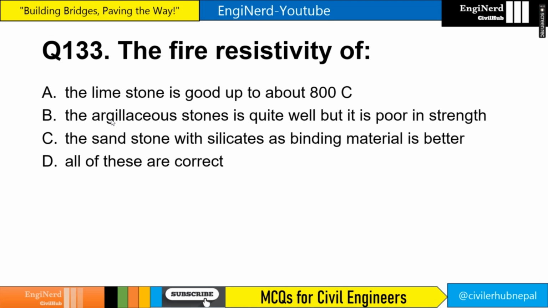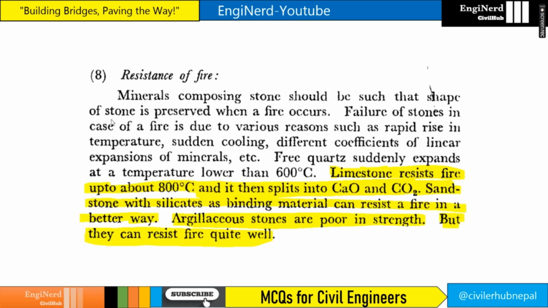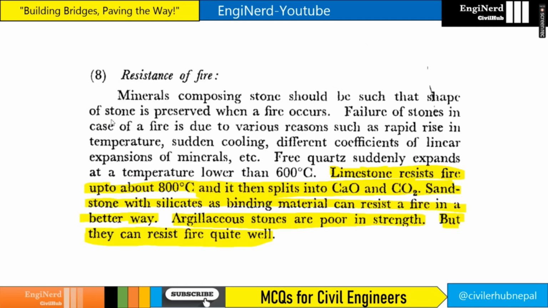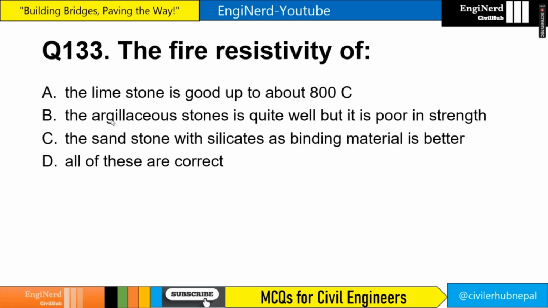The fire resistivity of limestone is good up to about 800 degrees Celsius. The argillaceous stones are quite good, but poor in strength. The sandstone with silicates as binding material is better. All of them are correct. So we see here, limestone resists fire up to about 800 degrees Celsius, and then it splits into CaO and CO2, right? And sandstone with silicate as binding material can resist fire in a better way. The third one is also correct. First one is also correct. For the last one, argillaceous stones are poor in strength, but they can resist fire quite well. So the first one, second one is also correct, right? So our answer will be all of the above.